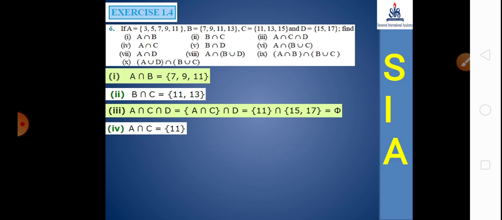Look in A and C. What is the common? Obviously it is 11. Fourth, B intersection D. So in B and D, nothing common. Students, nothing common means it is a null set.